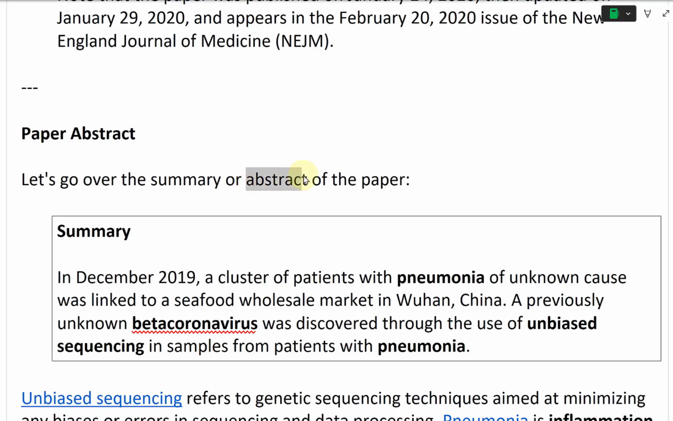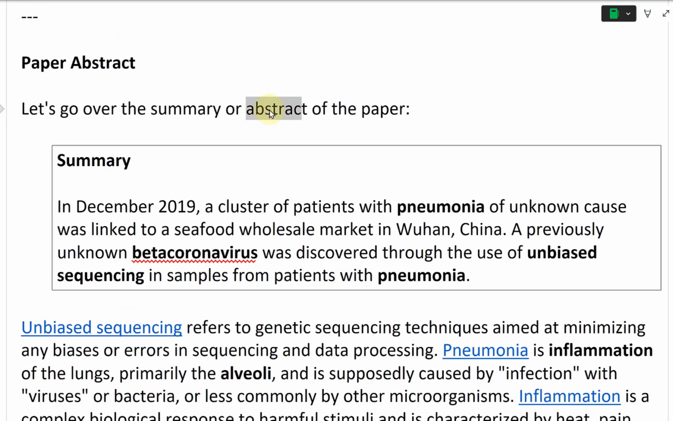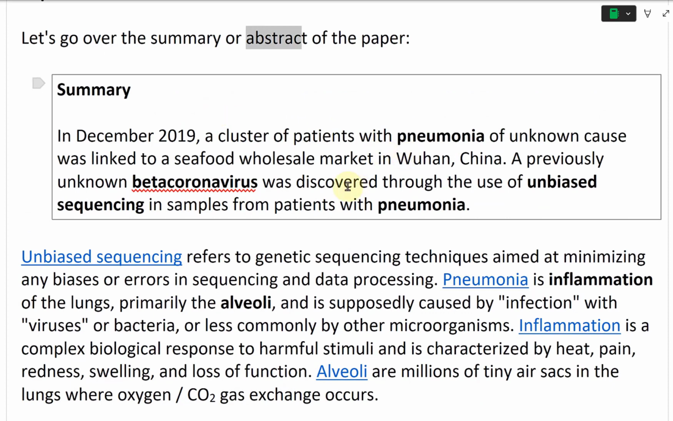I'm just used to the word abstract. So let's go over the summary or abstract of the paper. And here's the first part. Then I'm going to go over some of the technical terms and then continue back on the paper.